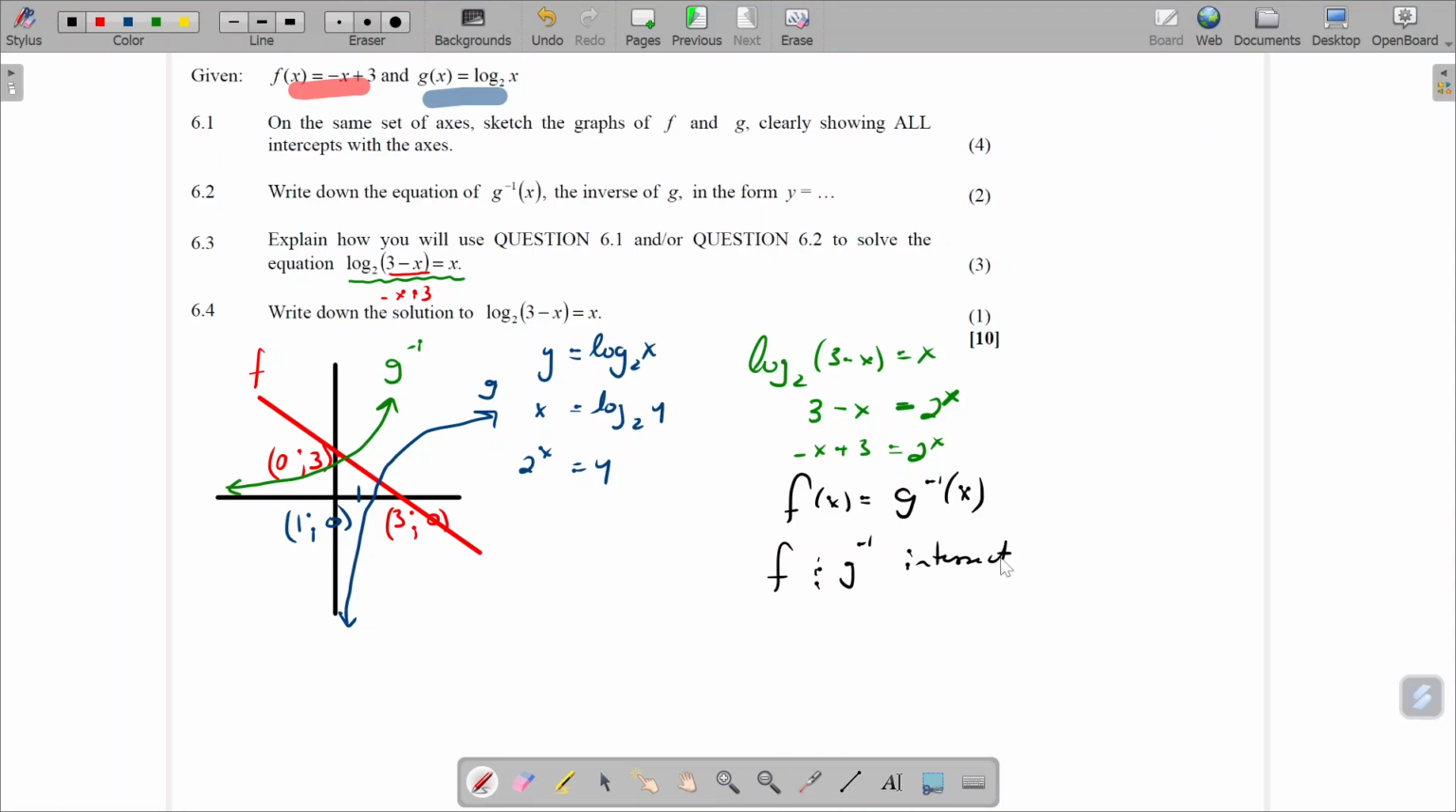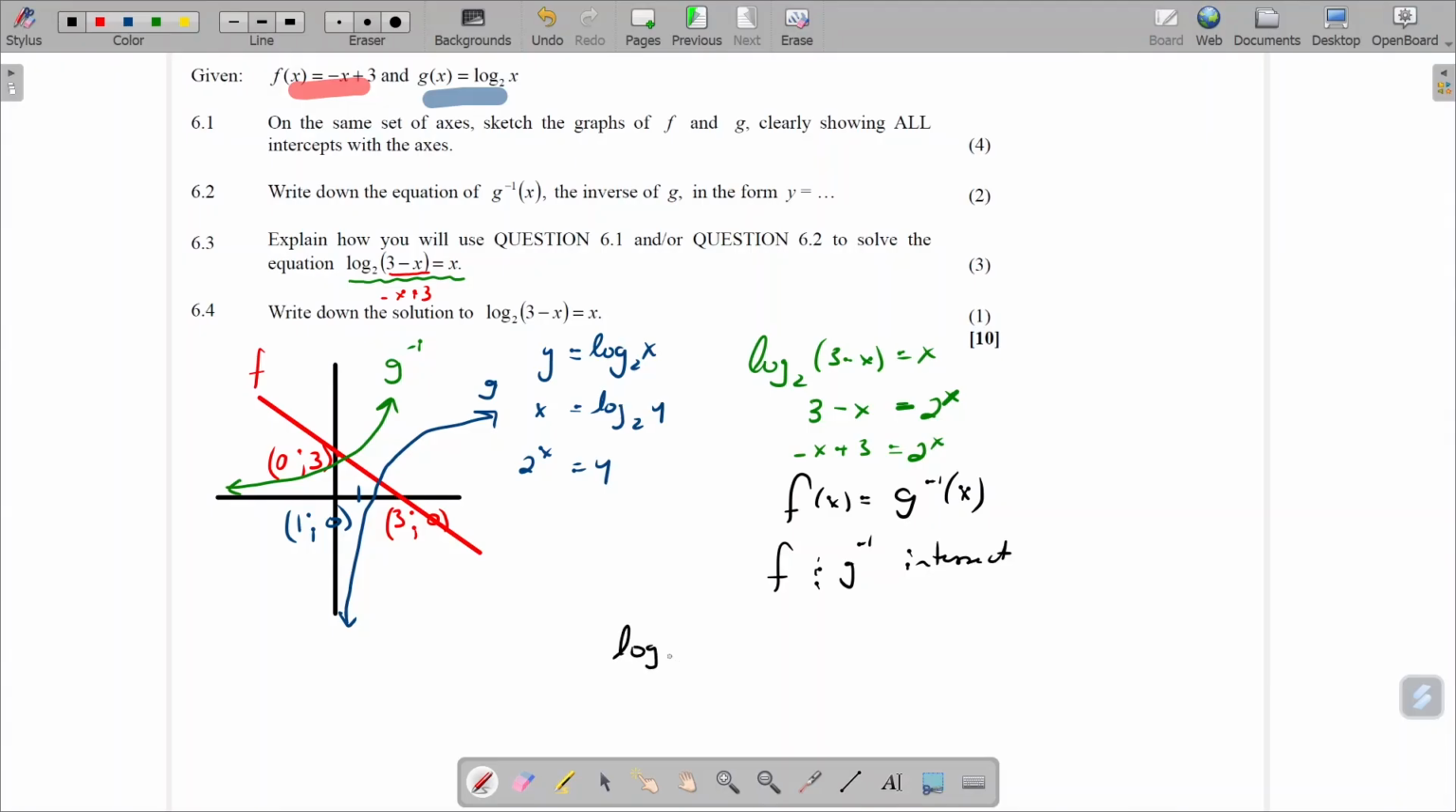Graphs, or equations, are equal where their graphs intersect. So I'm looking for the intersection point between those two graphs. And I could do it that way. And I'd ask you to write down the solution to this. Well, again, let's think through how we would go about this. Again, I would probably use trial and error here. So let's have a look.